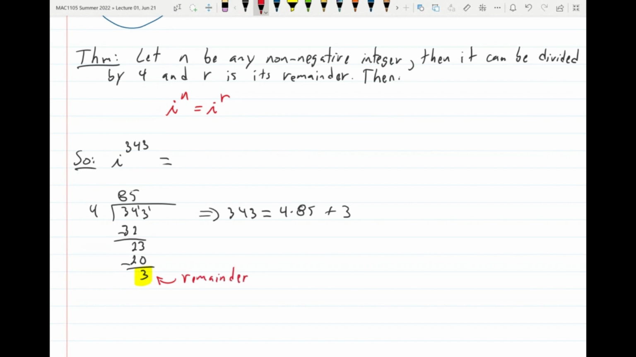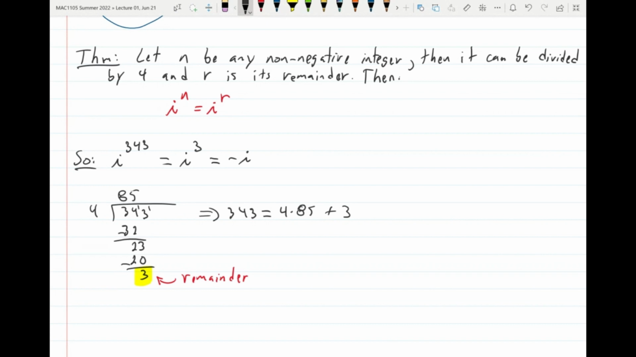I'm assuming that you're fine with long division. Are you okay with long division? Okay, so 3 is the remainder. According to our theorem, this is the same thing as i cubed. Instead of worrying about 343, we just worry about the remainder, which is 3. And what do we know about i cubed? Negative i. Okay, questions?